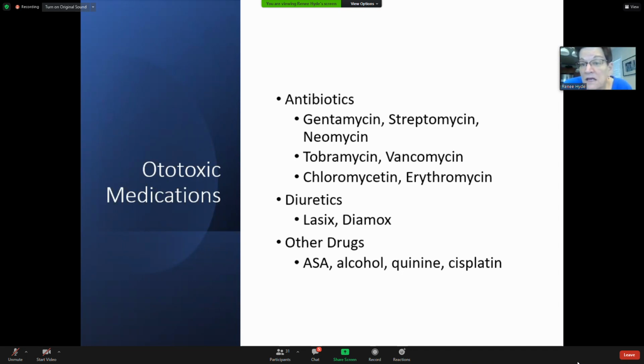Diuretics like Lasix or furosemide or Diamox, acetylcholine. Okay? Diuretics, as a rule, can be ototoxic. Some other drugs: aspirin, alcohol, quinine, and cisplatin. Okay? Cisplatin, of course, is a chemotherapy drug that they typically use for kidney cancer. They can use it for other types of cancer as well. But all of these drugs have ototoxicity.